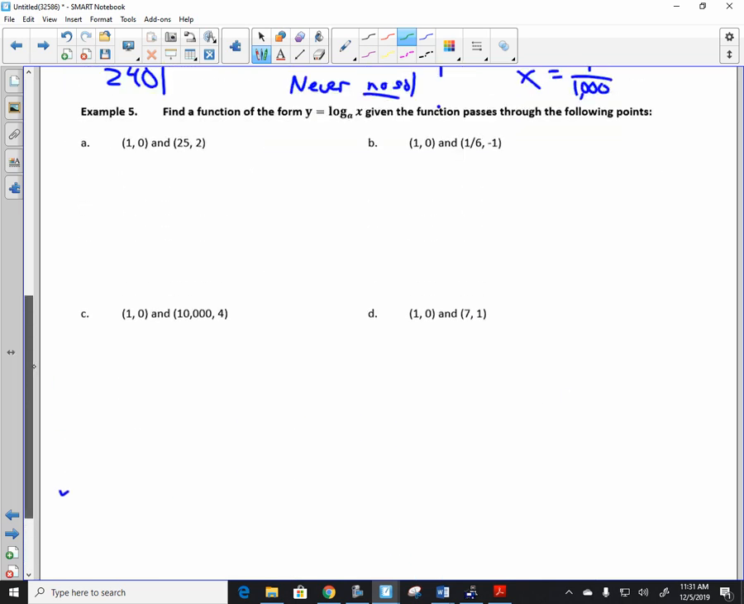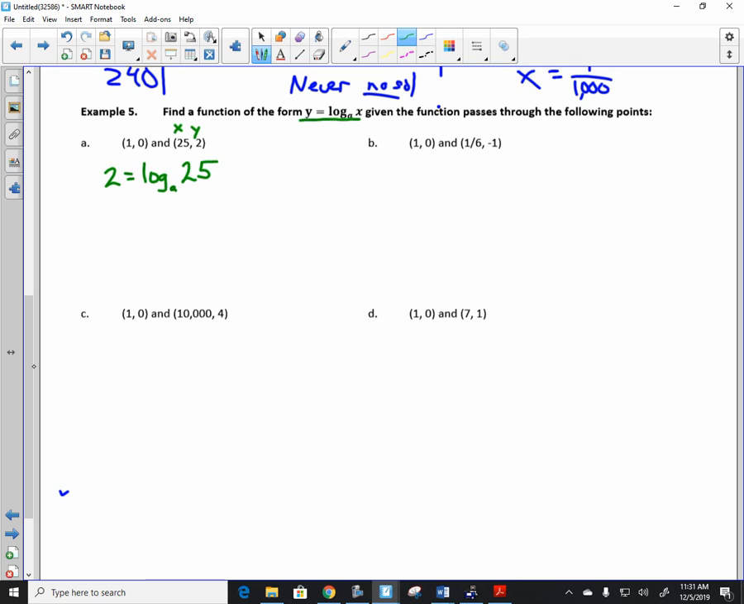Right here, it says, find a function of the form y is equal to log base a of x, given the function passes through the following points. What do you notice that they have in common for the point that they all pass through? 1, 0. We just learned why that was, right? So now I'm going to focus on 25, 2. This is our x value, this is our y value. So the y value is 2. So 2 is log base a of 25.